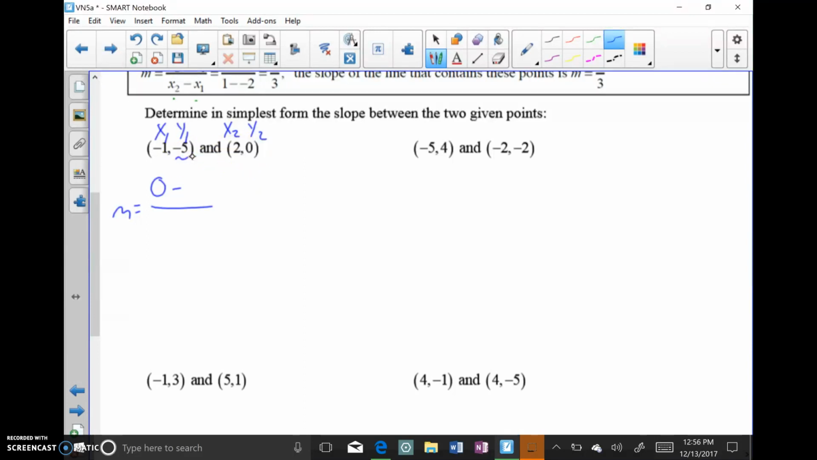The first y value here is -5, and that's what I'm subtracting. It's not 0 minus 5, it's 0 minus whatever that number is. So when your x1 and y1 are negative, you end up doing a minus a negative. So that's 0 minus -5. And on the bottom, x2 is 2 minus a -1.